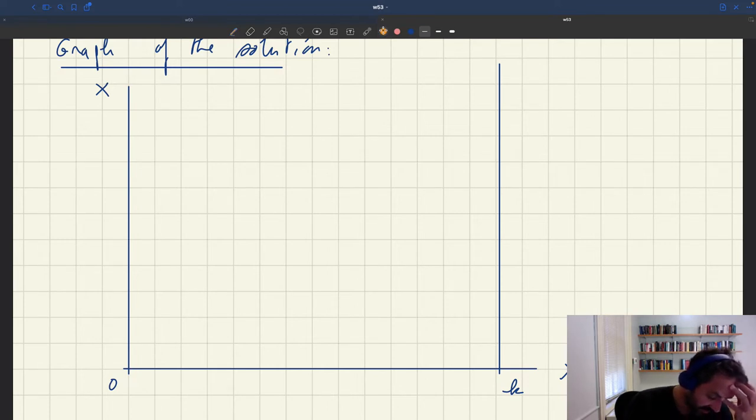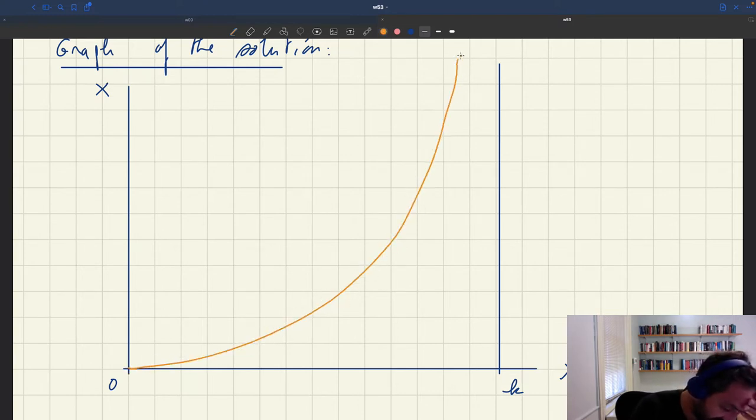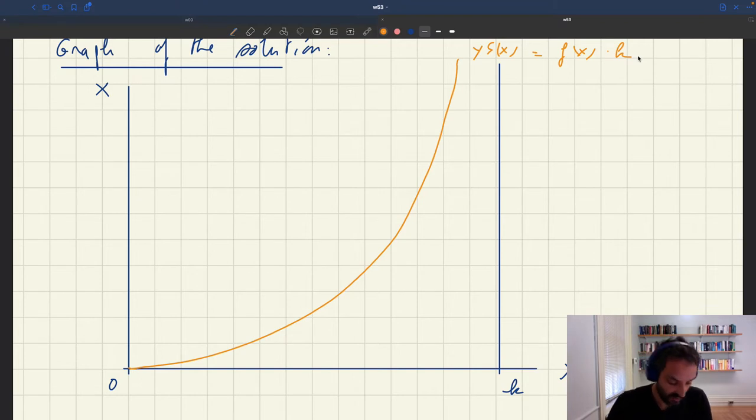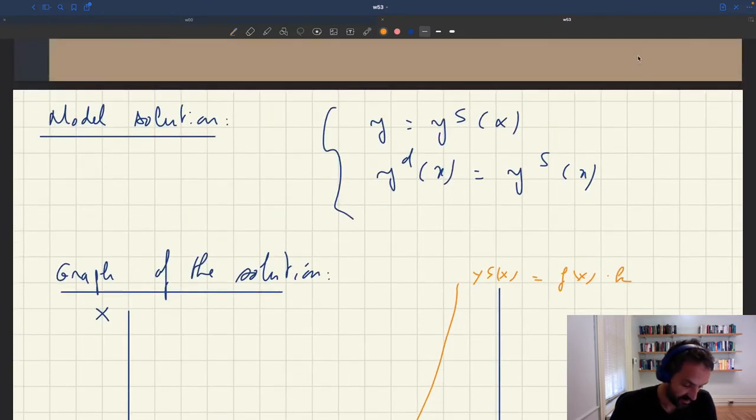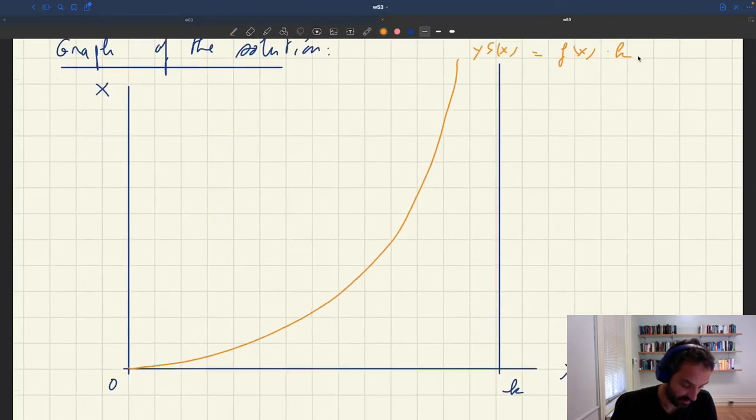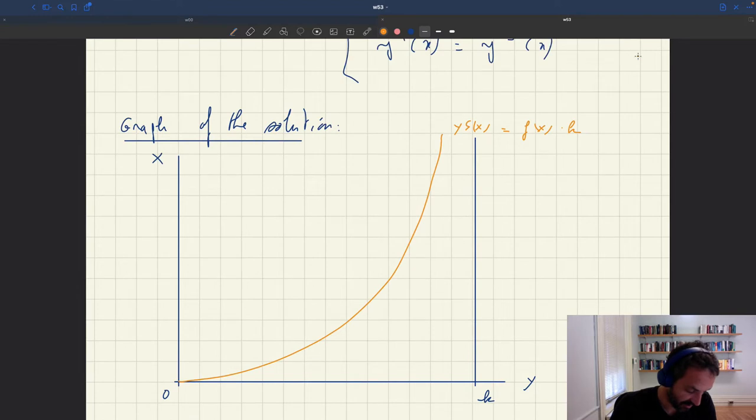Okay, so how do I plot this? We know the aggregate supply curve is an increasing concave function of tightness. So here, because X is on the vertical axis, my aggregate supply is going to look something like this. This is Ys of X, which is just F of X times K. Here I'm just trying to figure out how I can solve the model graphically. We know that output will always be on the supply curve, so I can always read output out of it.